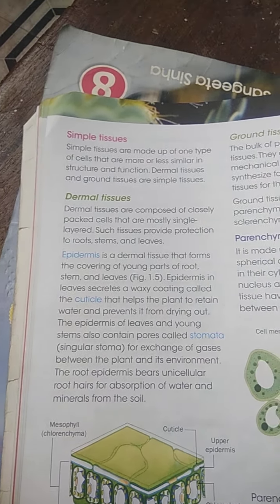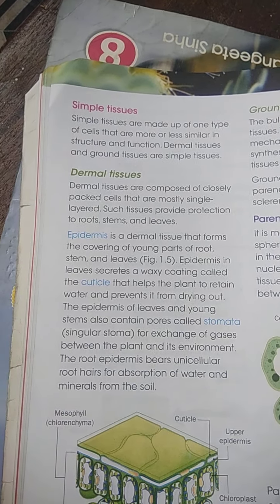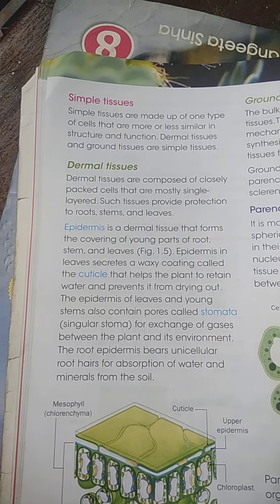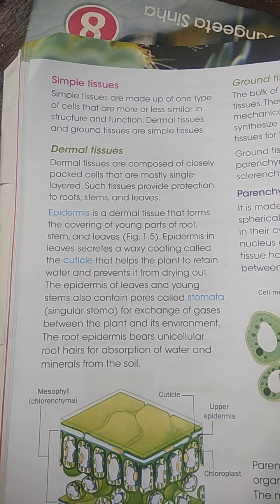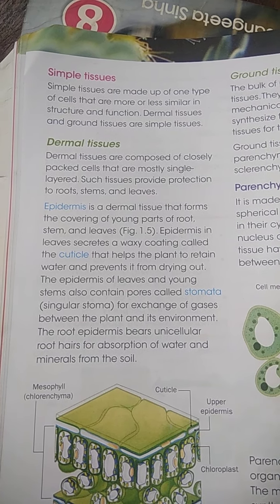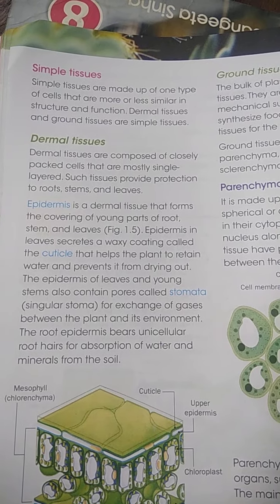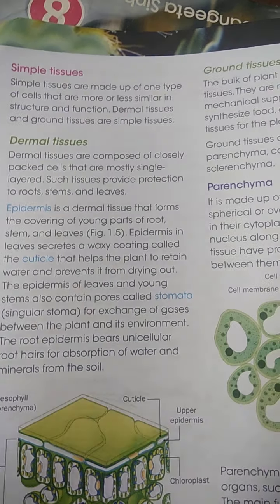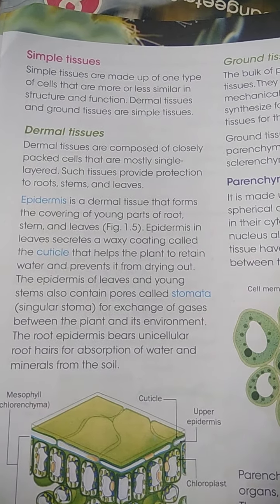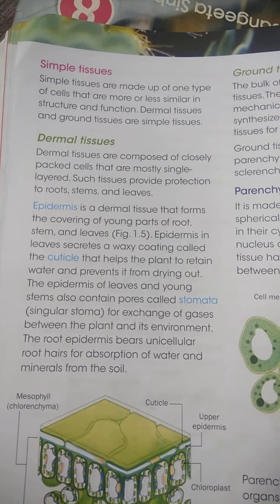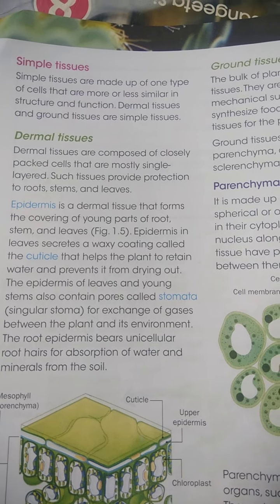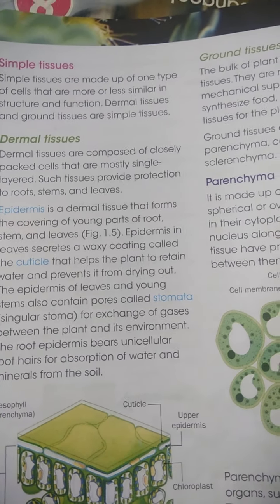Epidermis in leaves secretes a waxy coating also. We know that the waxy coating which is present on the leaf is known as cuticle. And that helps the plant to retain water and prevents it from drying out. Means it prevents transpiration. It prevents water loss, because we know that the stomata are there in the leaf. So this waxy coating prevents water loss.